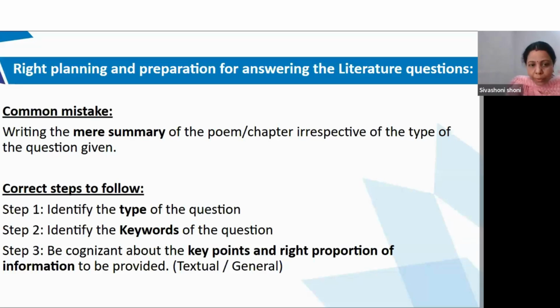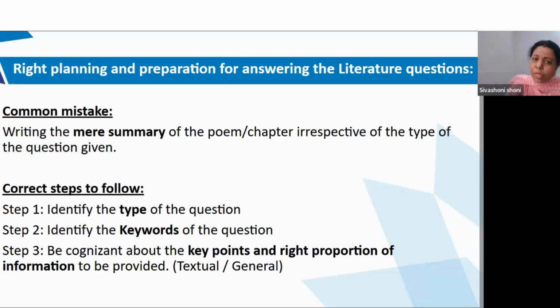Listen, first the rubrics: the split-up of the mark itself is content and expression. The long answer type, the 6 marks, is divided into content and expression. Content carries 3 marks, expression carries 3 marks. The common mistake students make is that they summarize the topic. Whatever the question is, whatever the way it is asked, they just give a summary of it.